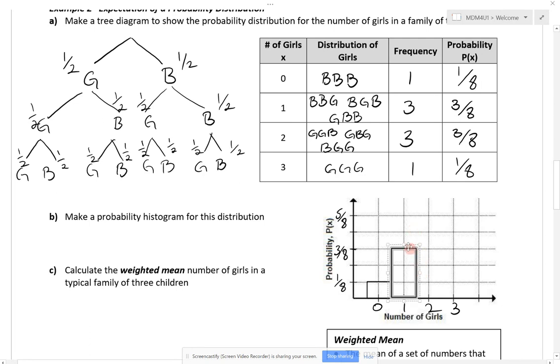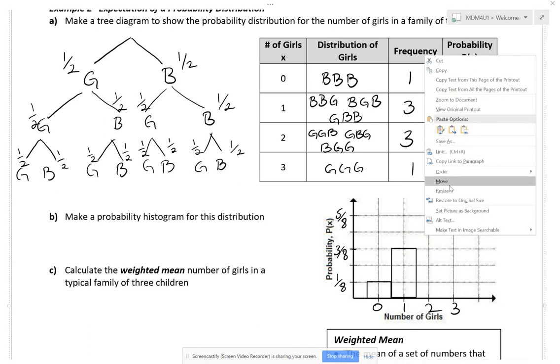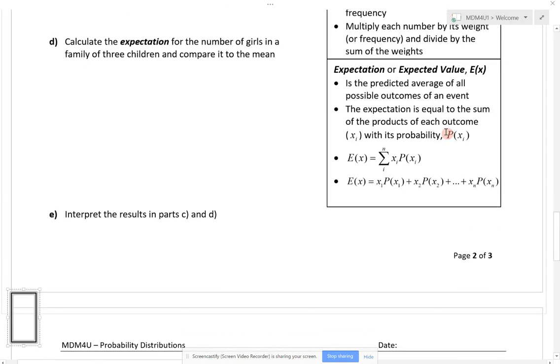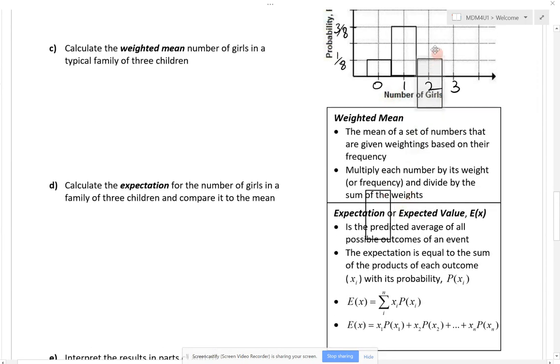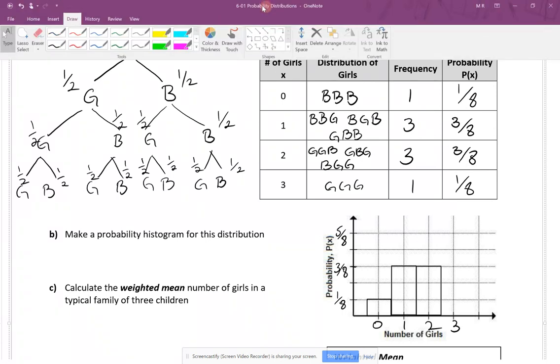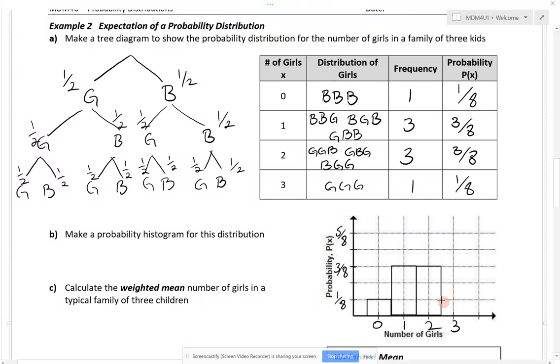We're just going to copy that and paste it. Let's bring it back up and paste it like that. So again, another 3/8 for the 2 girl outcome. And then finally, for the outcome with all 3 girls, another 1/8. So we can just draw that last bar like that. So it's a distribution. It looks somewhat symmetrical. It's symmetrical about the point between 1 and 2. And that's it. That's our probability distribution.